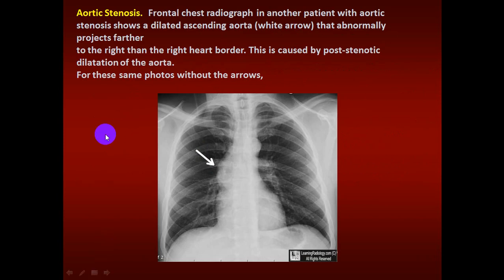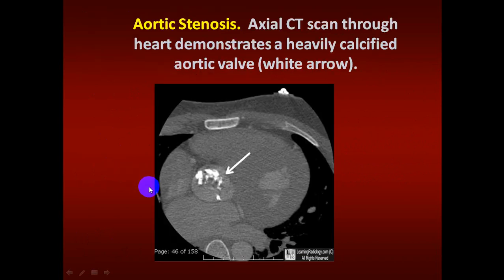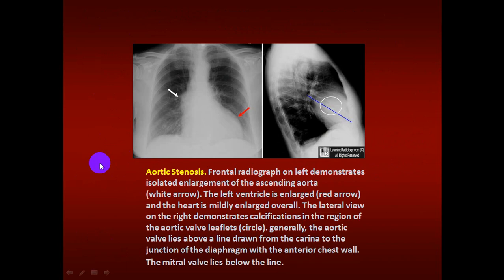This is the chest x-ray. This is post-stenotic dilatation of the aortic valve. See, it is a pure aortic stenosis, no cardiomegaly, and that is the ascending aorta. And this is the calcium in the CT scan in the aortic valve, heavy calcifications. And the stenotic aortic valve, post-stenotic dilatation, left ventricular hypertrophy and cardiomegaly to some extent.